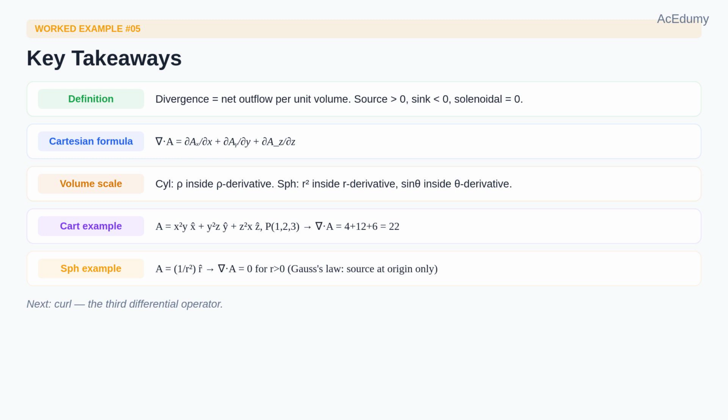Next worked example, the curl, the third differential operator. See you then.